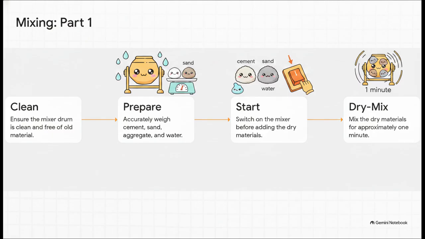Now here's a critical tip. Always turn the mixer on before adding materials. We add the dry materials first and let them dry mix for exactly 1 minute. That step is absolutely vital to ensure uniform distribution before any chemical reactions even have a chance to begin.